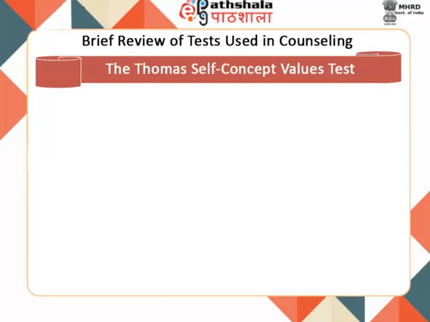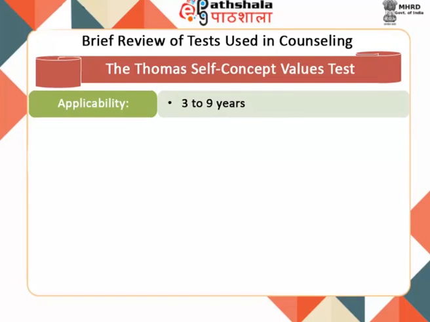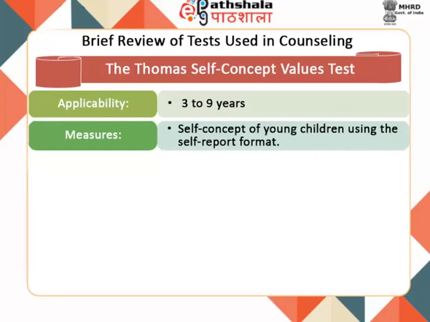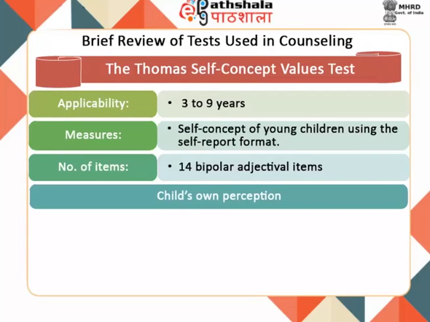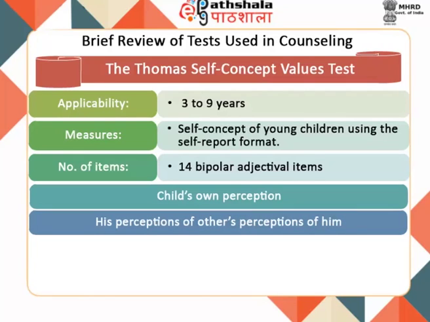The Thomas Self Concept Values Test. Applicability: 3 to 9 years. Measures self concept of young children using the self report format. Number of items: 14 bipolar adjectival items to be responded to by the child 4 times. The child's own perception, and his perceptions of others' perceptions of him, that is, his mother, teachers, or peers.